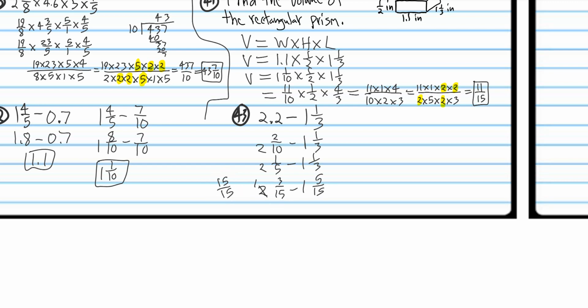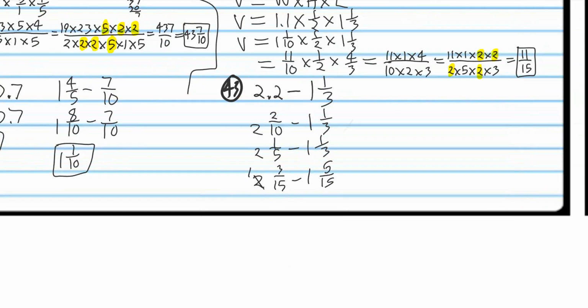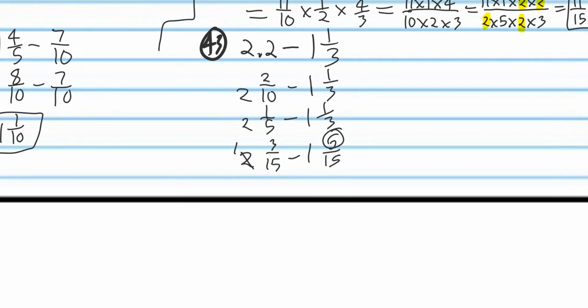So again, what do we do there? We cannot subtract 5/15 from 3/15 because we're going to get a negative number. So we borrow 1 from 2, and it becomes 1. And the 1 we borrowed from 2 becomes 15 over 15, which we add to 3 over 15, and it becomes 18 over 15.